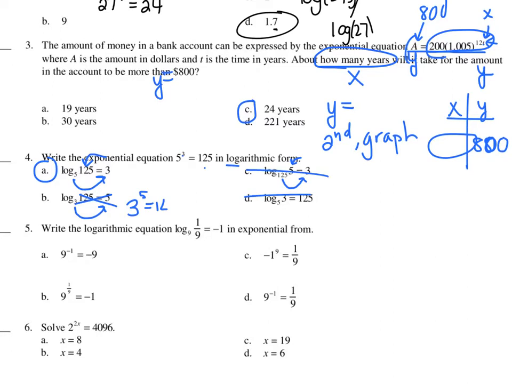What about number 5? Now we need to go to exponential form from log form. So we will write 9 to the negative 1 equals 1 over 9. So that matches up with answer D.